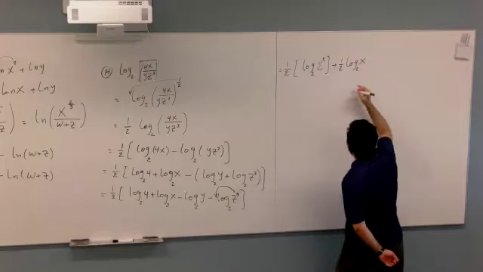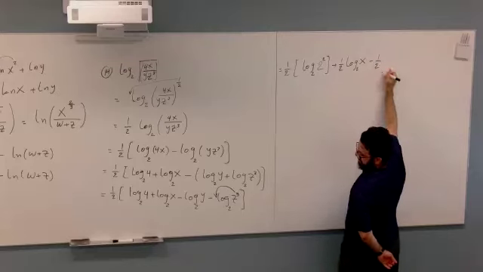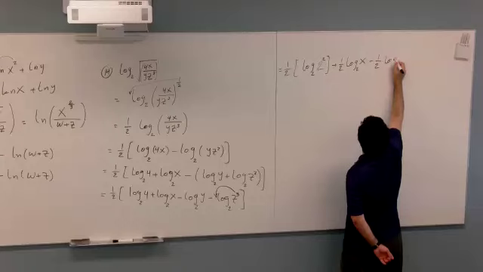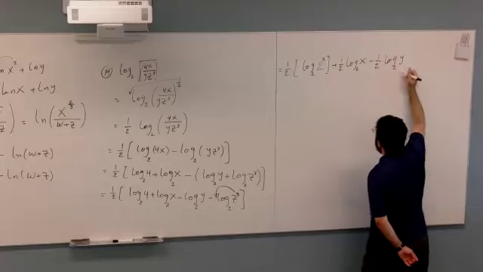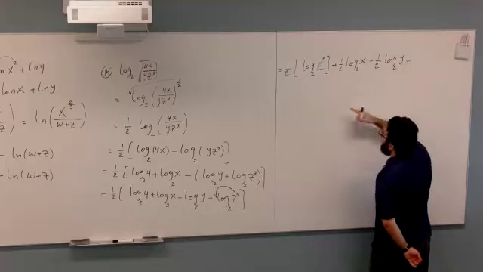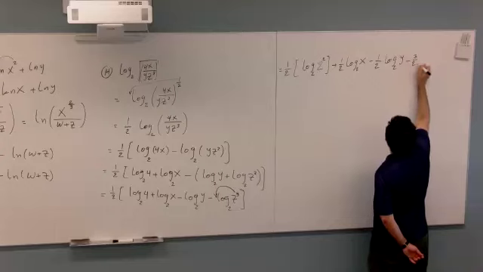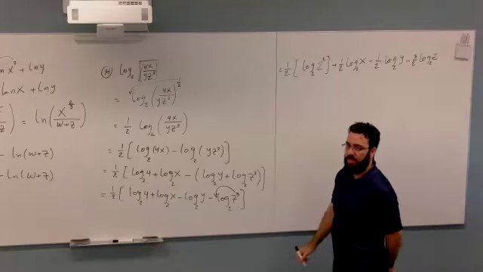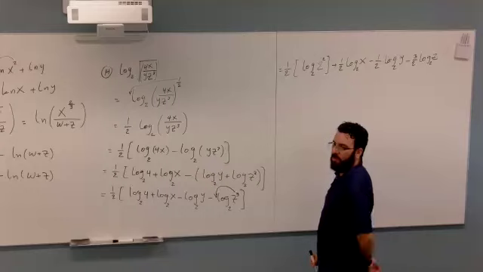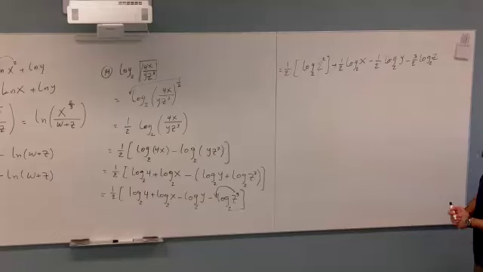Keep going. Minus half log to the base 2 to the y, and minus half times 3 over 2 log to the base 2 to the z. Is that okay? Yes or no? Yes or no? That is mistakes.